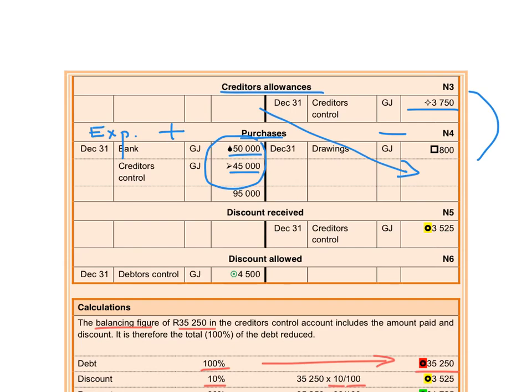Discount received will be credited because it's an income. You have to record that it will be the debit entry in the creditors control account. Don't write bank because this amount is not included in the bank figure. Discount allowed is an expense and will be recorded on the debit side. The account that will be credited will be debtors control and not bank. So if you write the wrong word in these two accounts, you will not get marks for it because you have to indicate where is your double entry for this discount received or discount allowed.